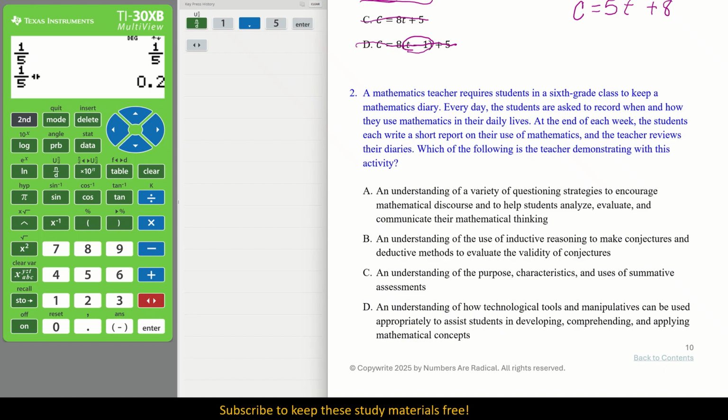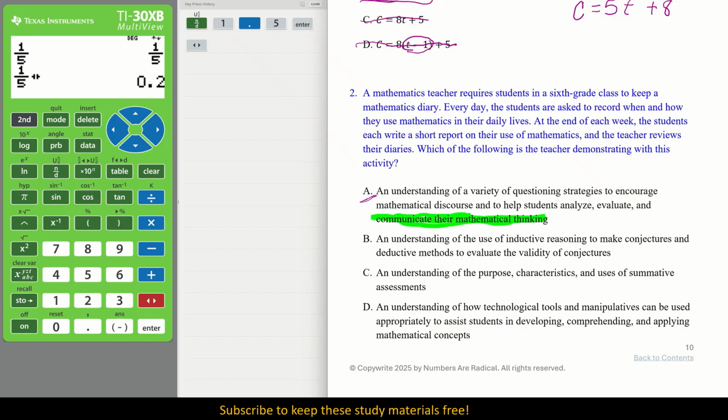Students never relate that. Okay. They just want to go on with their day. They really don't care about math class, right? Okay, so let's see what A says. An understanding of a variety of questioning strategies to encourage mathematical discourse and to help students analyze, evaluate, and communicate their mathematical thinking. Okay, communicating mathematical thinking. I like that part right there. I think that's the main phrase. And because of that phrase alone, I like A. I'm not going to discard it.